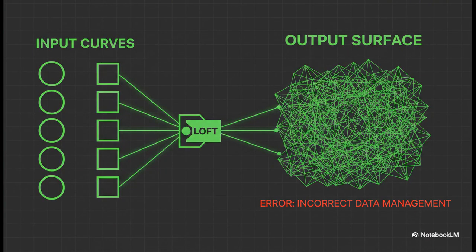Well, if you just dump all your curves into one giant list and plug that into the loft component, it's going to try and connect everything to everything else. You'll just get this one massive, chaotic surface that links all your separate parts together, and that is definitely not what you want.